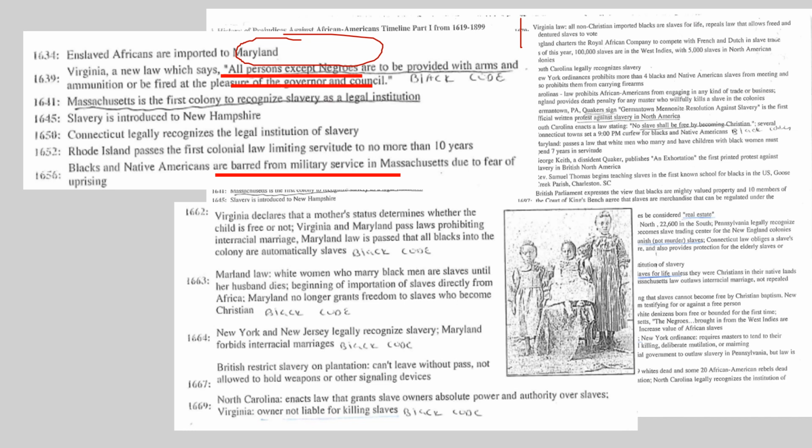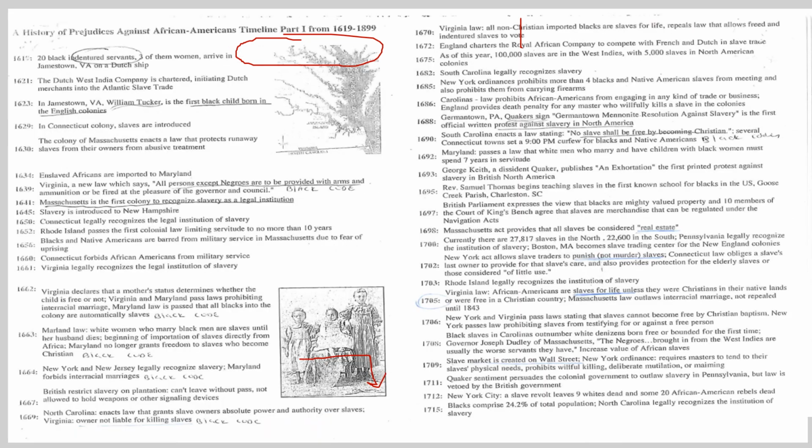We see here that they are barred from military service. The mother's social status will determine if the child is free or not. White women who marry black men are slaves. And this section gives absolute power and authority over slaves by the slave owner.